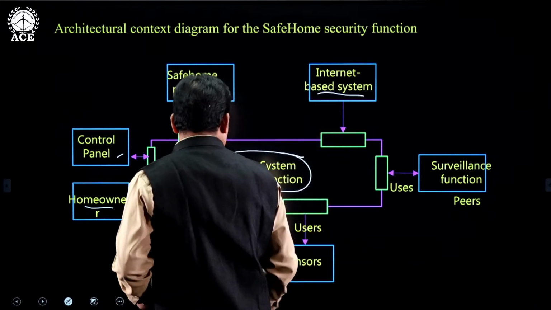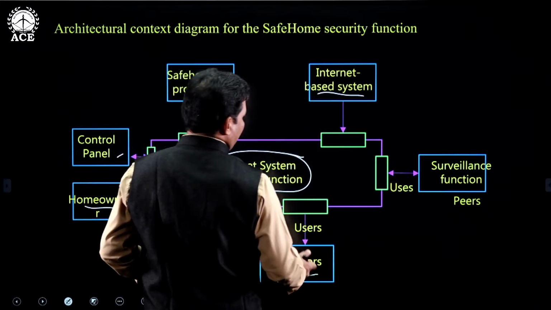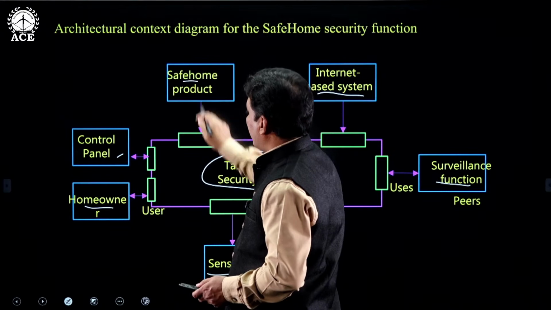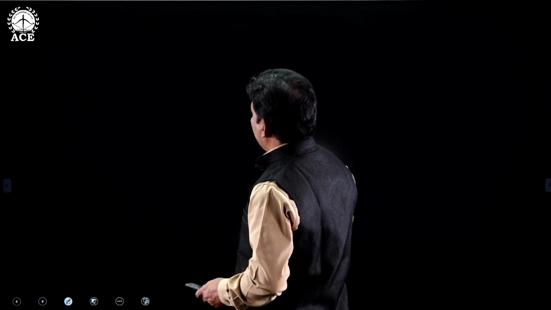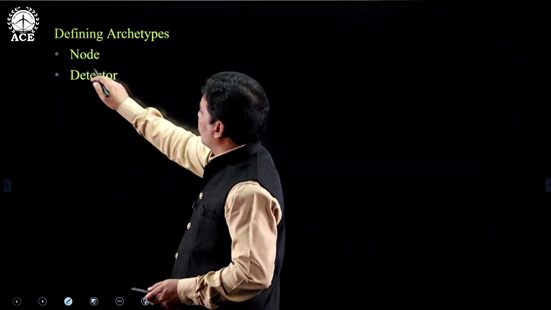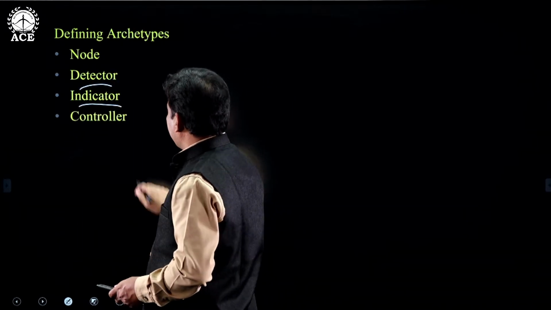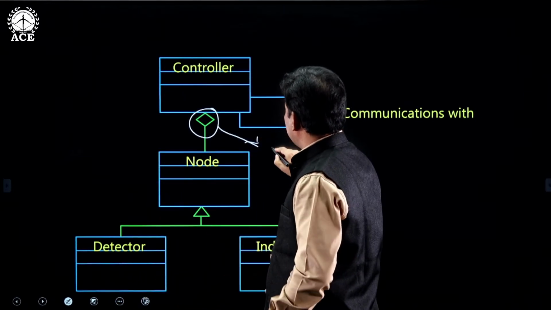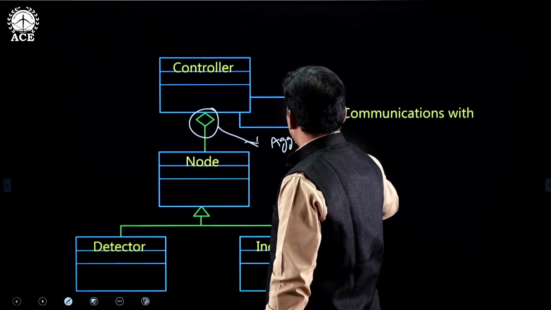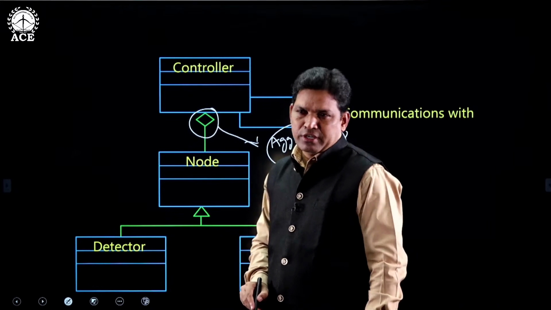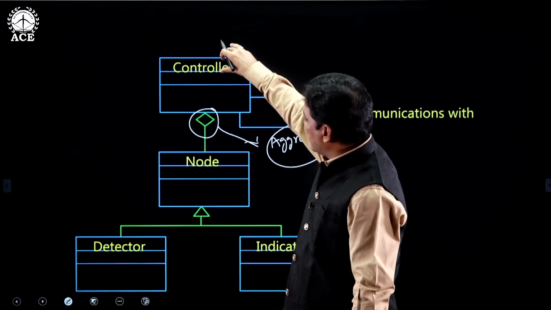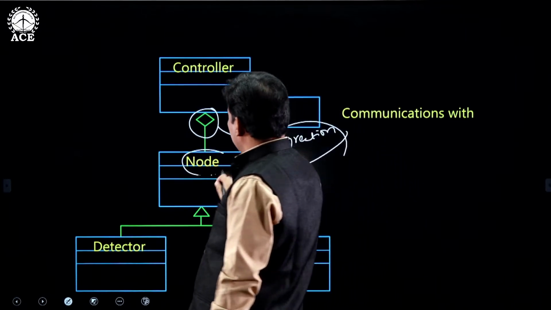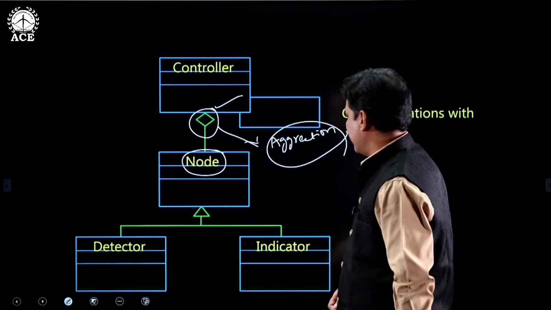So the sensors will sense it. Using sensors, which will pass the information they sense, and the surveillance function, which will get the information. So this is the importance of the safe home security system. Defining architectural elements: node, detector, indicator, controller. This we call aggregation in UML, one of the relationships. What is the importance of this aggregation relationship? The controller is a complete class. If you want to specify a small part of that controller class, that is node, then we have to use this aggregation relationship. That is the importance of aggregation.